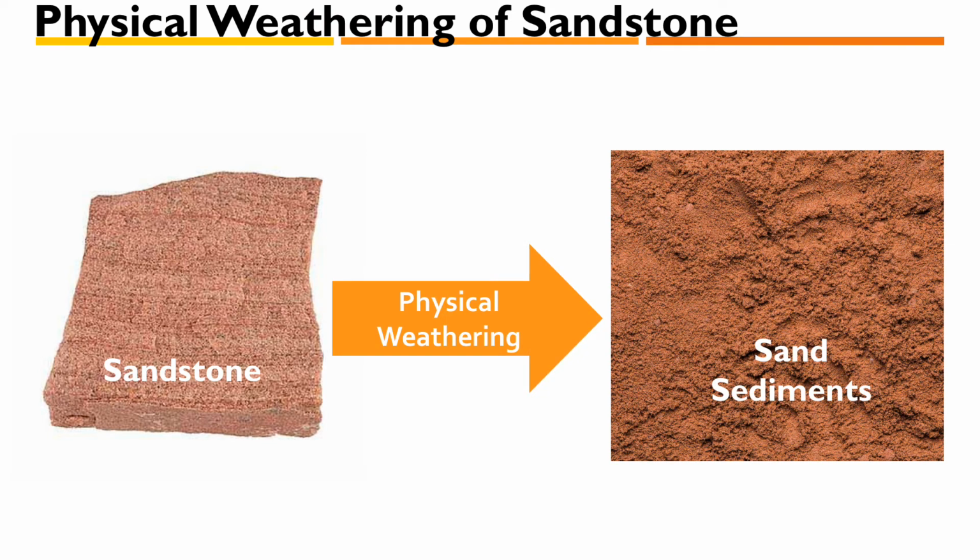A common example of this can be seen with the rock called sandstone. Sandstone is a sedimentary rock that is formed from compacting and cementing sand sediments. But if you take a whole piece of sandstone, expose it to physical weathering, over time that sandstone will turn into smaller sand sediment pieces because of physical weathering.